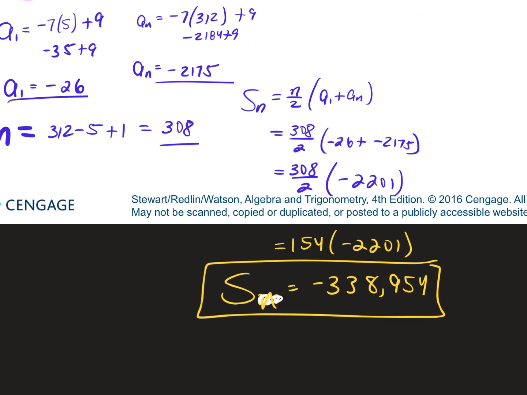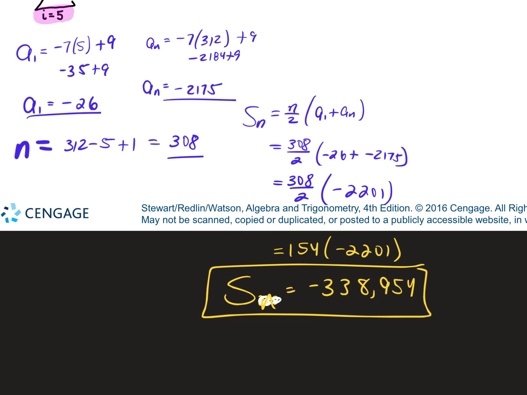Now, you definitely could have arrived at that answer if you started plugging in 5, then 6, then 7, then 8, then 9, then 10, all the way to 312, and then added them all together. You would have gotten the same answer, possibly, if you didn't make a mistake. But it's just easier to have something like this. All right, now they're not always going to give you exactly this information.